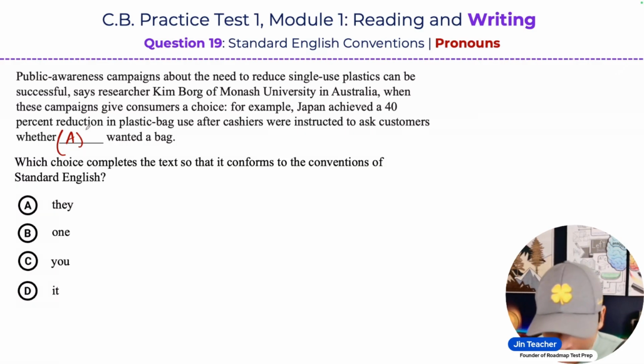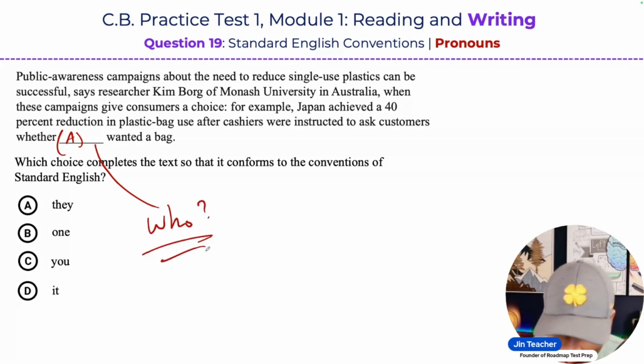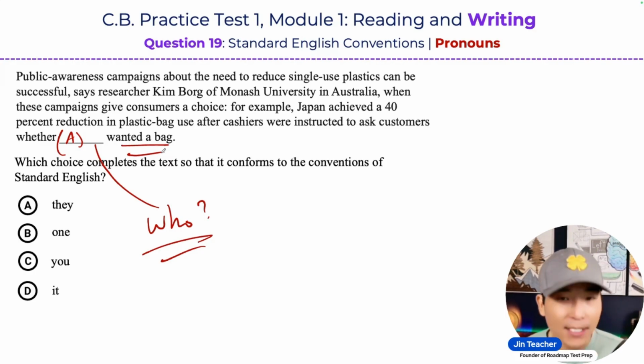Now what you're trying to figure out is the answer to this question: logically, who wanted a bag? Who wanted a bag? So now this is where, if you know you're being tested on pronouns, you can read the sentence again and think logically: who wanted the bag?